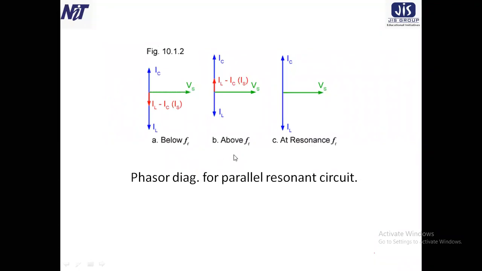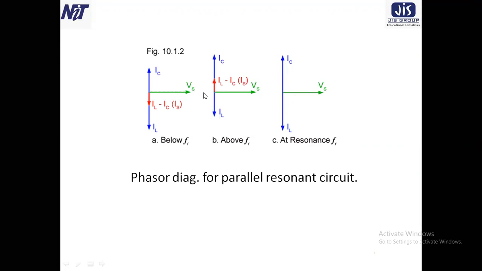So this is the phasor diagram for parallel resonance circuit. The first one is below f_r, then above f_r, then at resonance. So at resonance, IL and IC, V_S is along the x-axis. You all know that the capacitive current leads by 90 degrees and the inductive current lags by 90 degrees.